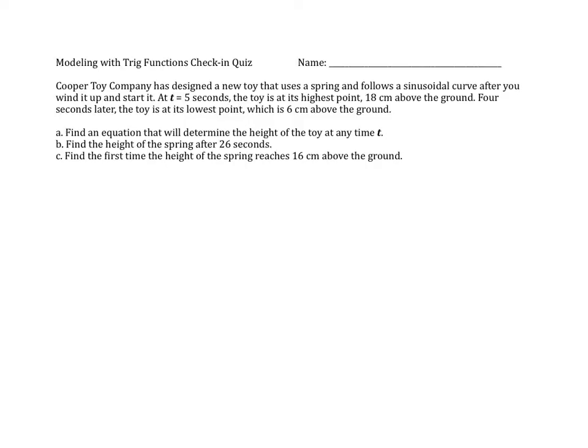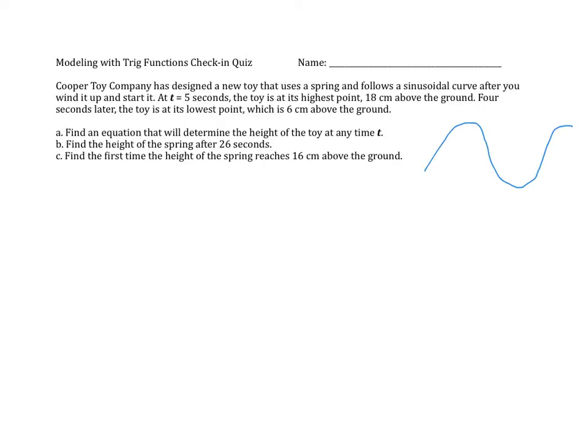And at t equals 5 seconds, the toy is at its highest point, 18 centimeters above the ground, and 4 seconds later it's at its lowest point, 6 centimeters above the ground. So in order to find an equation that's going to determine the height, the first thing that you'll want to do is just draw a general sketch of what is going on. So we know that it's going to be a sine or cosine curve. It'll look something like that.